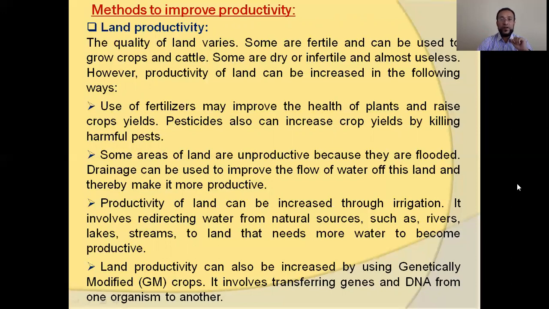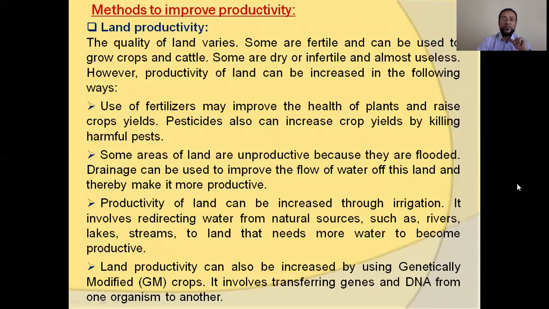First of all, use of fertilizers may improve the health of plants and raise crop yields. Pesticides also can increase crop yields by killing harmful pests. So using fertilizers, businesses can increase the productivity of infertile land. And secondly, some areas of land are unproductive because they are flooded. So drainage can be used to improve the flow of water off this land and thereby make it more productive. That means if lands are flooded, the drainage system will be helpful to increase the productivity of the land.